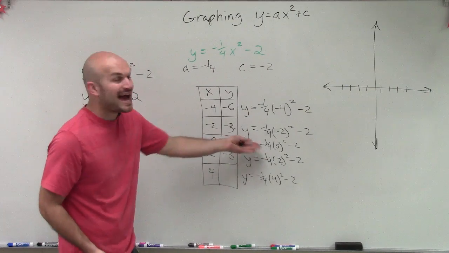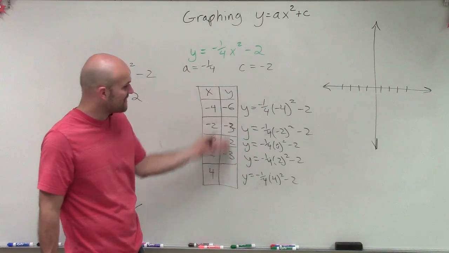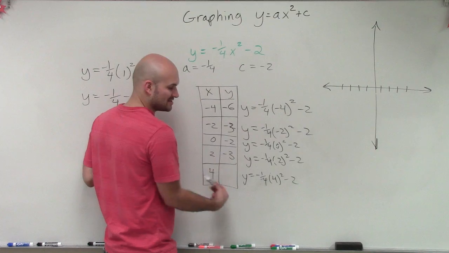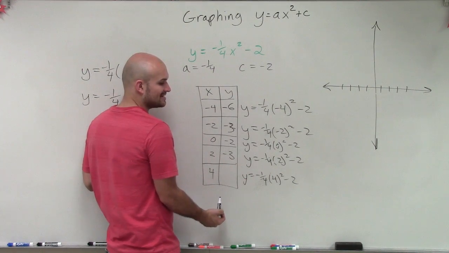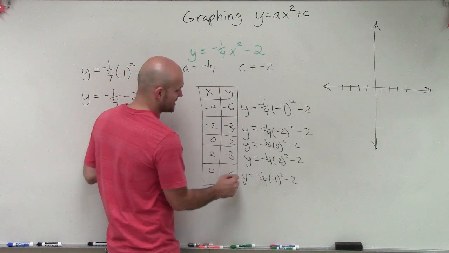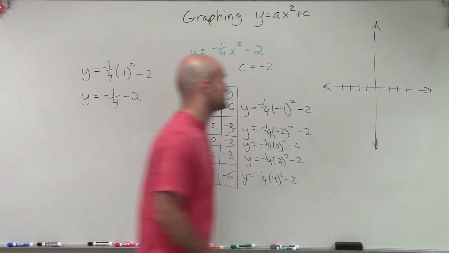Again, remember, x equals 0 is our axis of symmetry, so these values are going to be exactly the same. But let's just show it. 4 squared is 16. 16 times negative 1/4 is negative 4. Negative 4 minus 2 is negative 6. All right, so now let's go and plot these.